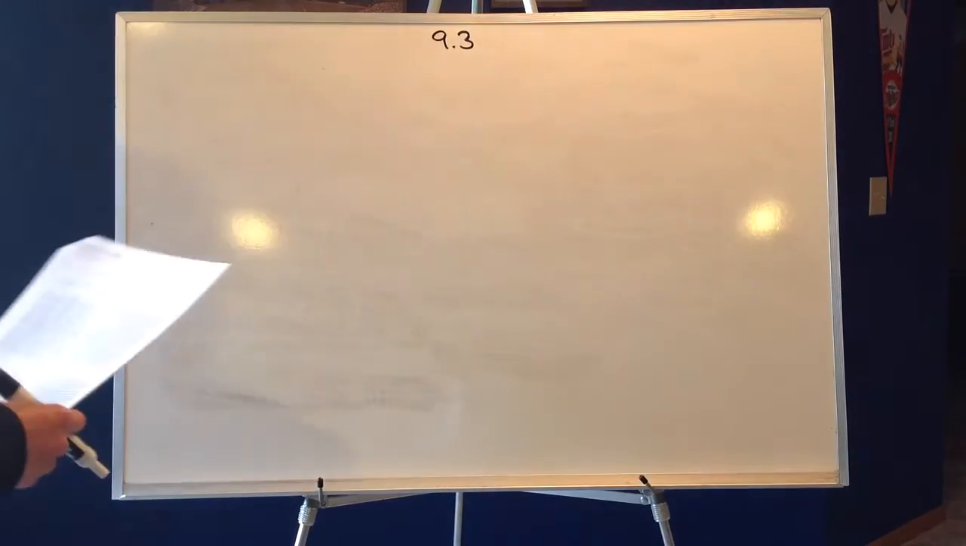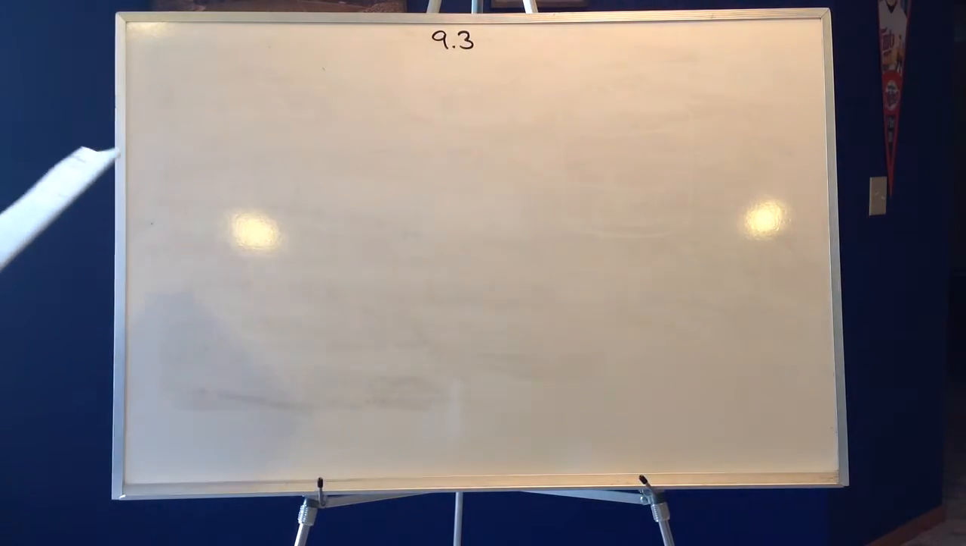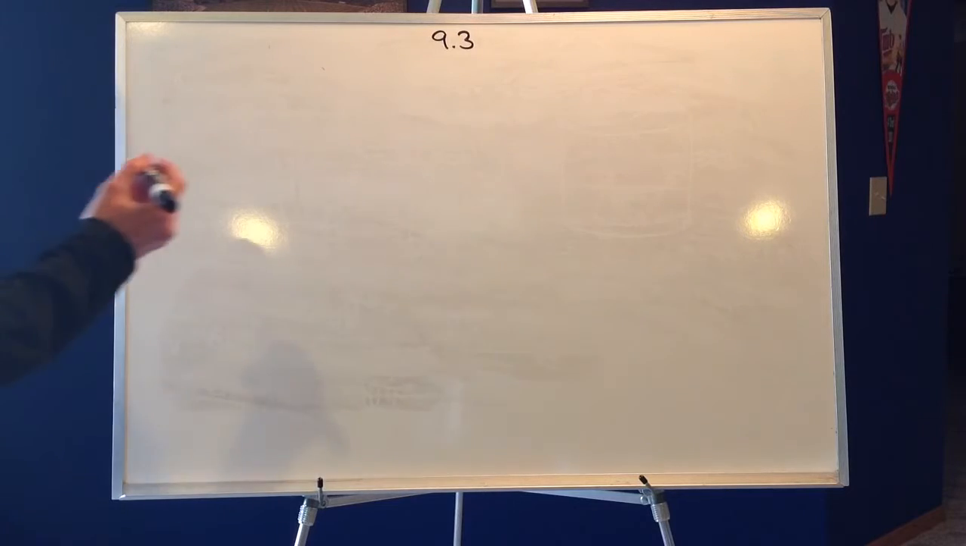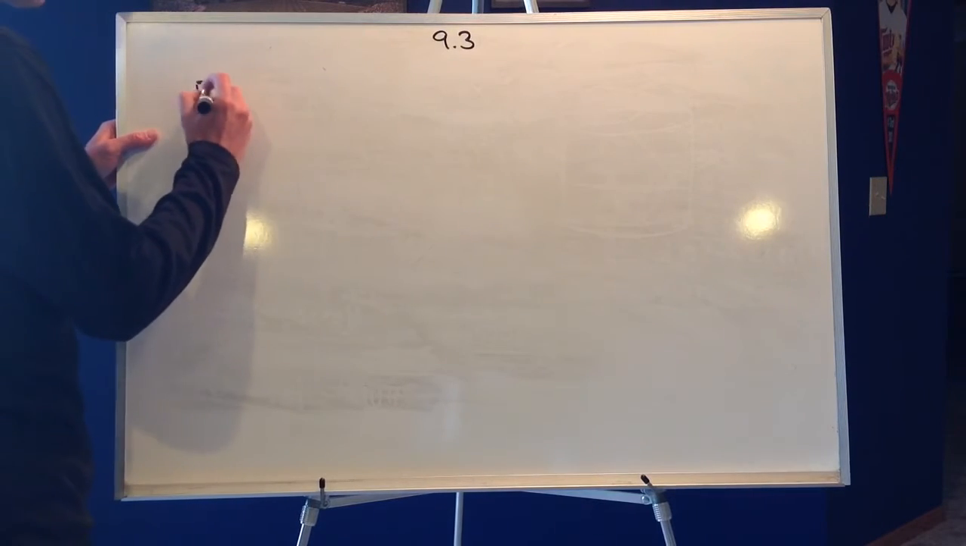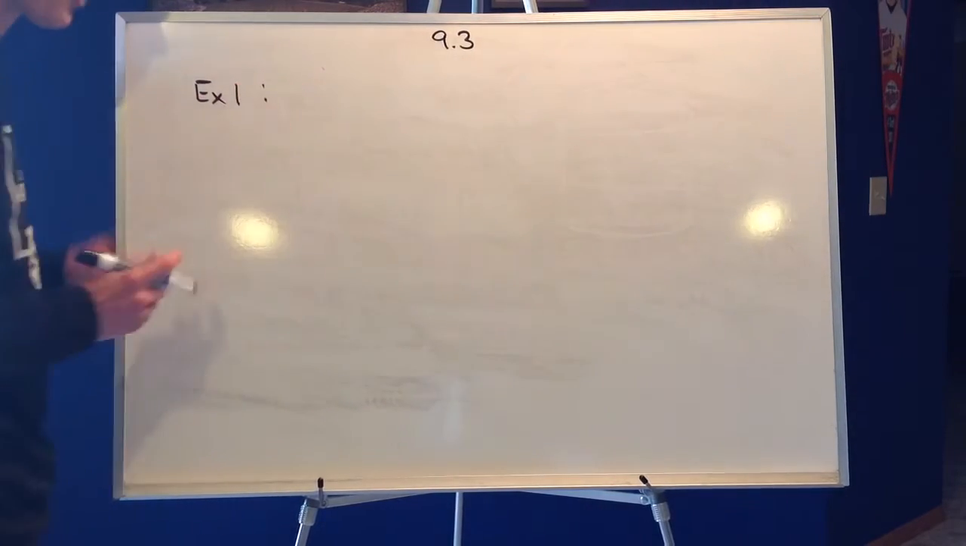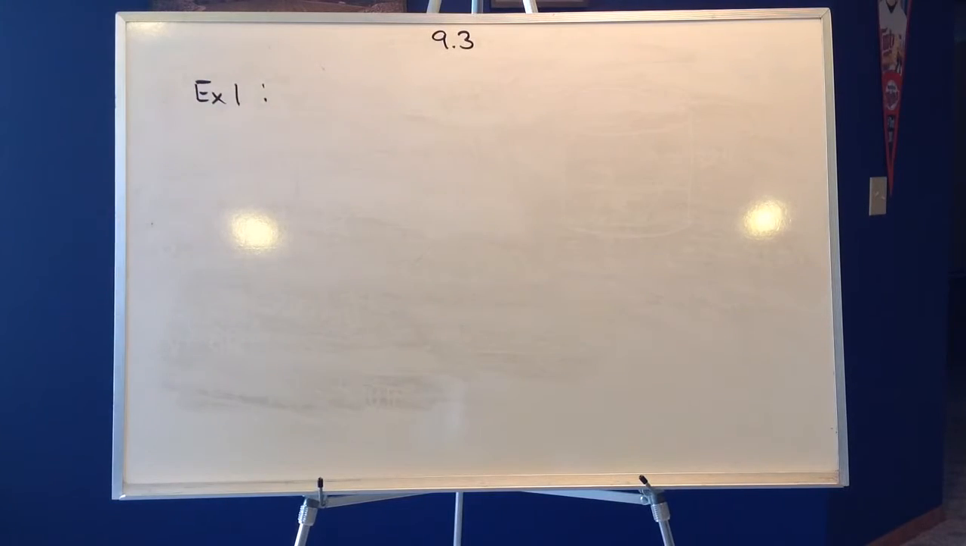Example 1 says solve each equation by graphing the related function. If it has no real number solution, write no solution. We'll talk about that, that's one of our special cases. You will need your calculators handy because really this is done on the calculator. There isn't a whole lot that we're going to do by hand for these.